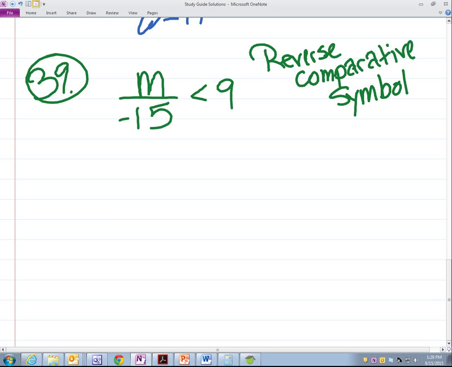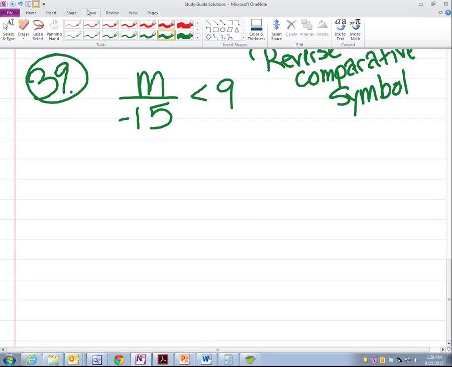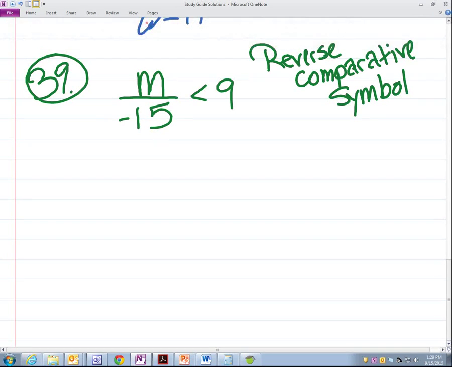We are going to be doing this one here, and we have a negative with the operation that we're going to be working upon. So M is being divided by negative 15. So I'm going to undo that by multiplying by negative 15. Now, whenever the negative integer is going to the other side through multiplication or division, we have to flip the sign. We have to flip the sign, and that's what the reverse comparative symbol is.